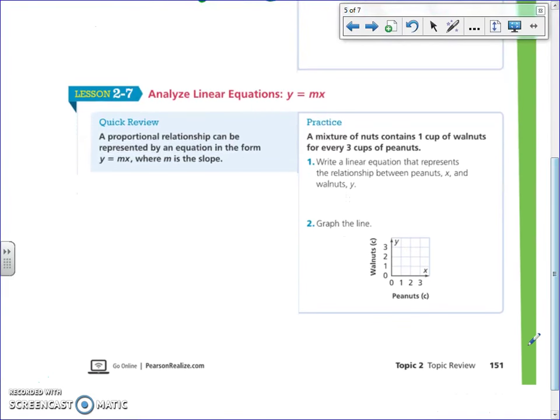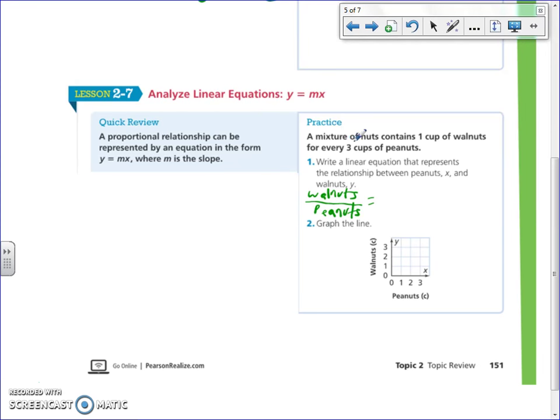All right, 2-7, we're talking about a mixture of nuts containing 1 cup of walnuts for every 3 cups of peanuts. So looking at this graph, I know that they're using my peanuts as my x value, and my walnuts as my y. Since we talked about before, your slope is your y's over your x's, we're talking about our walnuts divided by our peanuts, and that's going to give us our slope.